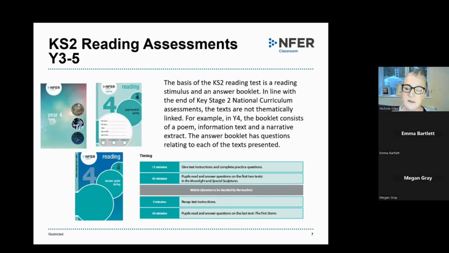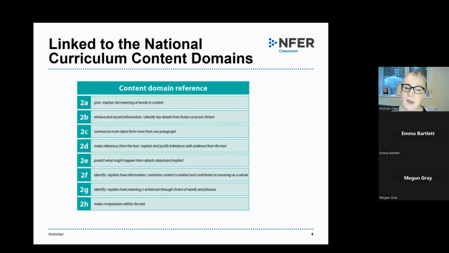And it always consists of a booklet for the children to answer in, something that they will read. And obviously I've got an example of the teacher guide there at the bottom. In that teacher guide, there is also the marking scheme to support you. In there, you will also see all the links to the national curriculum and these domains, which is going to be key with what I'm looking at later. So then you can see those all down. This is the Key Stage 2 reading one.